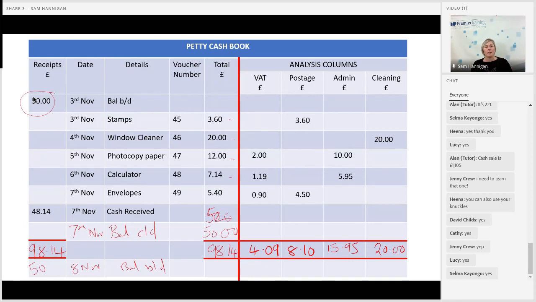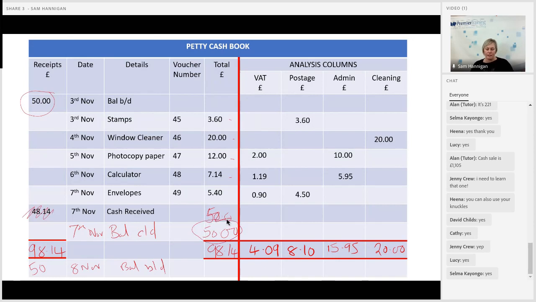Okay, so an imprest system means that you always start a week or a month or whatever with the same amount of money. And the good thing about that is obviously security, because you don't want loads of money in this petty cash tin. You want it in the bank where it's safe and making a little bit of interest, if any.